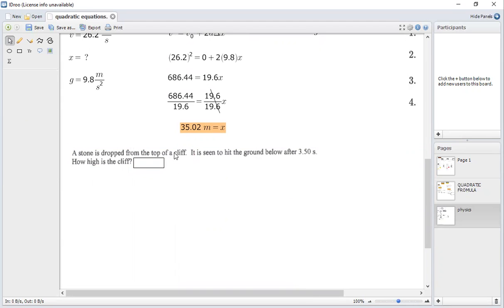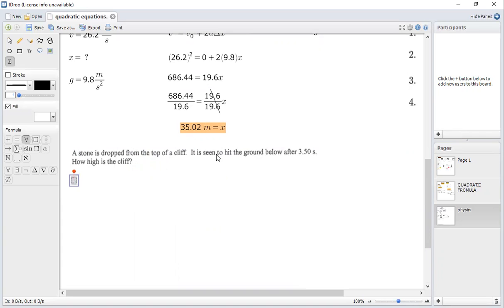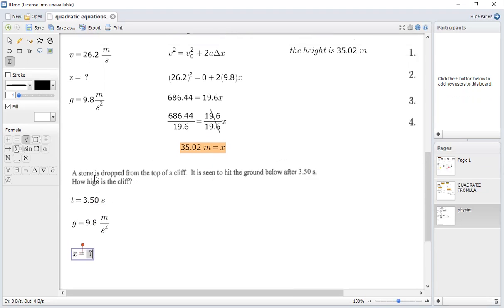Okay, what values do we have here? Give me the values that we have here. A stone is dropped from the top of the cliff, so down, right? It is seen to hit the ground after 3.50 seconds. So this is time, right? And the gravity, 9.8. Exactly. Remember, we always use gravity, 9.8 meters per second square. And to find the height, so X, look.